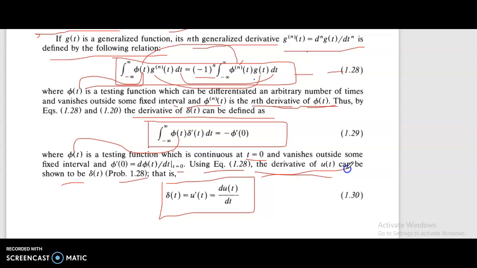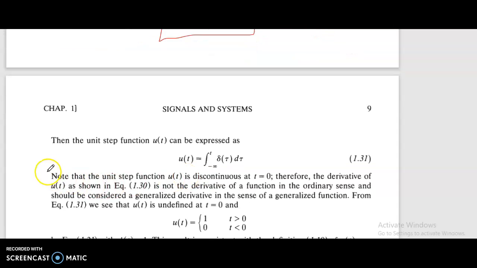The derivative of u(t) can be shown to be delta(t). The derivative, delta(t) equals u'(t), means the derivative equal to du(t) divided by dt. It means u differentiated with respect to t. This is equation 1.30. Then the unit step function e(t) can be expressed as follows.